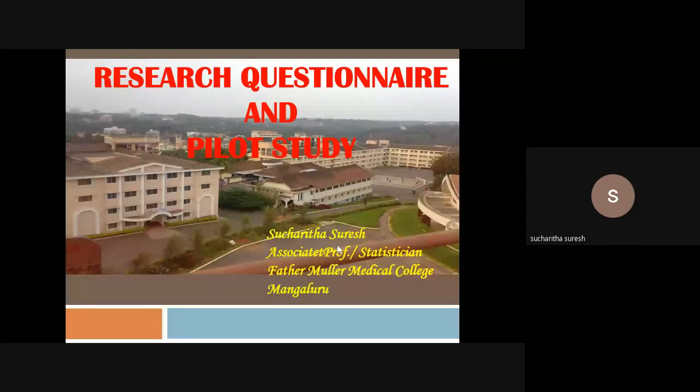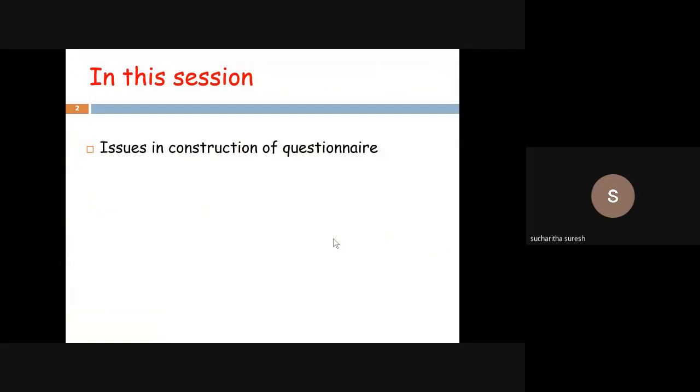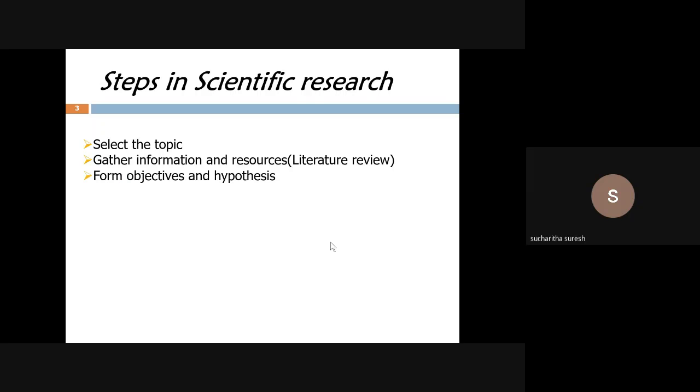So there should be coordination between your objectives and now the questionnaire. Now let us see what issues are there in the questionnaire. In this session, we are going to talk about construction of the questionnaire only. Now we have seen in the last session the steps in scientific research. Again, I'm repeating the same thing: select the topic, gather the information, that means literature review, ROL, which is a review of literature, the same thing. Form objectives and hypotheses, which I think we have very elaborately discussed.